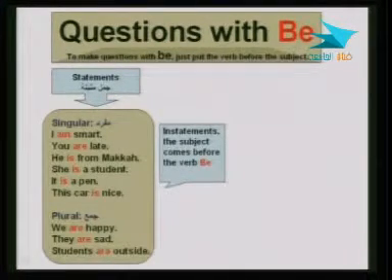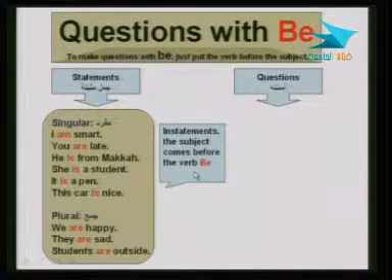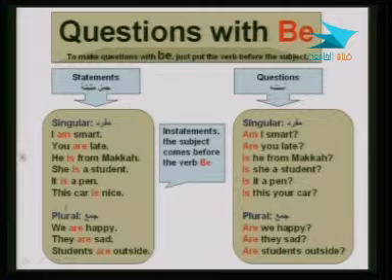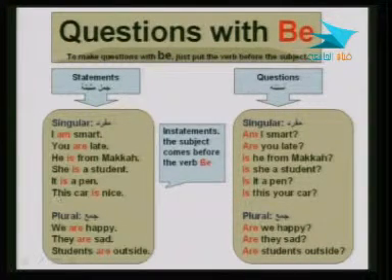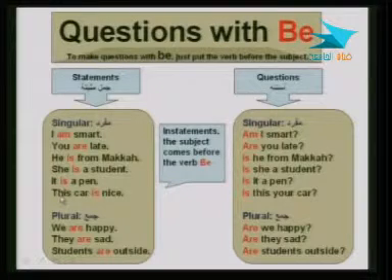So in statements, I mean, we have to separate this in here. In statements, the subject comes before the verb be. Okay? And you can see the subjects here in black color, all of these: I, you, he, she, it, this car, all of these.